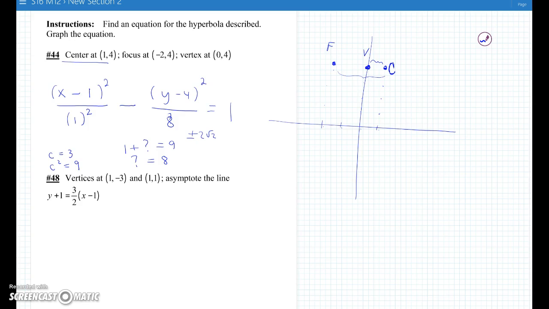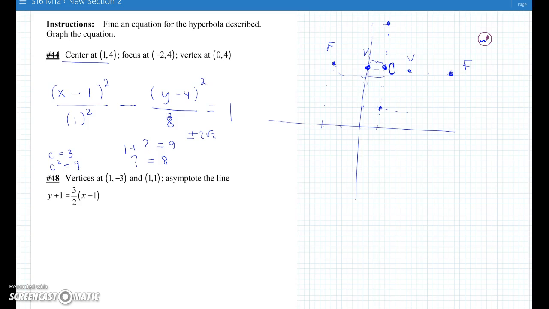to help us draw the hyperbola. Now we know we have symmetry, so if it's 1 from the vertex to the center, it's 1 from the center to the other vertex. And if it's 1, 2, 3 from the focus to the center, it's 1, 2, 3 from the center to the other focus. So now we know in the y direction it's 2 root 2, so that's about 2.8 from the center. So go 1, 2.8. And 1, 2.8, so that gives us our rectangle.